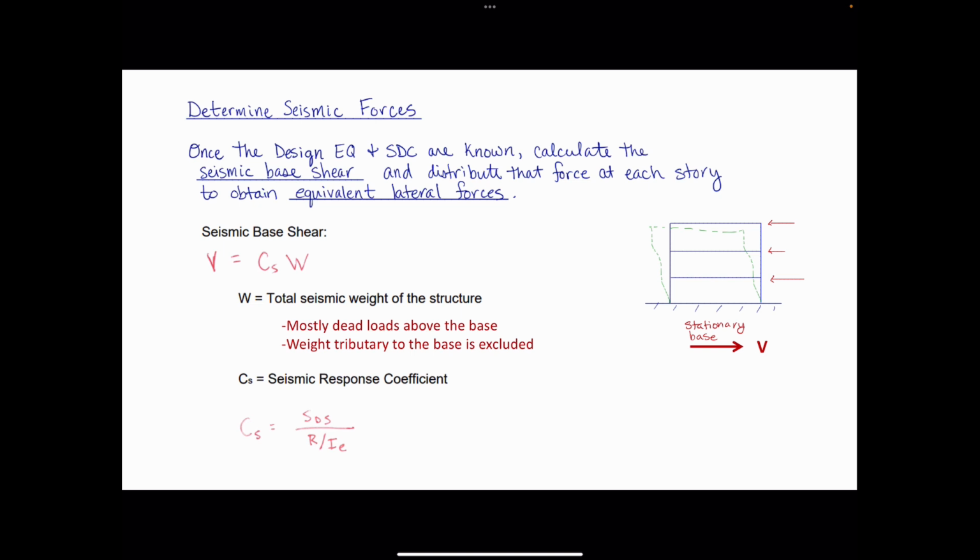And then CS is what we call the seismic response coefficient. That is calculated from one of the design earthquake parameters, SDS, divided by a modification factor R, which I haven't defined yet, and then IE, which is the importance factor. I'm going to define that as well.